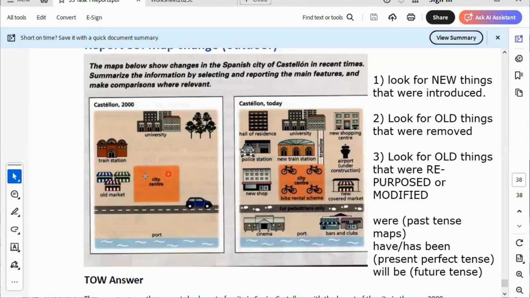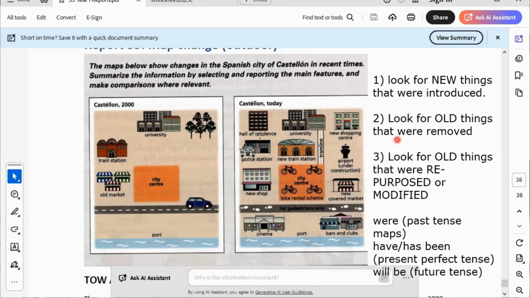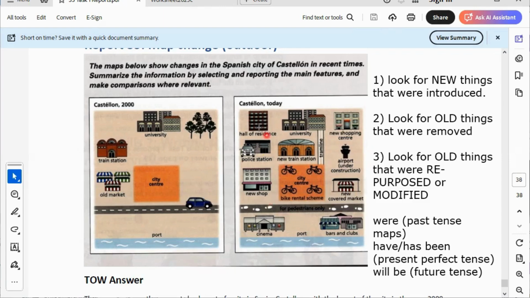Another one is this city center. You can see that in 2000, nothing is there. Or let's say nothing was there. They weren't really using it for anything significant in 2000. But today, what are we seeing here? There's a bike rental scheme that operates there. Okay? So this one can be treated as repurposed, or it can be treated in terms of new things having been introduced. So I will look for new things that have been introduced. So many new things have been introduced. I can see a residence. Okay? I can see a police station.